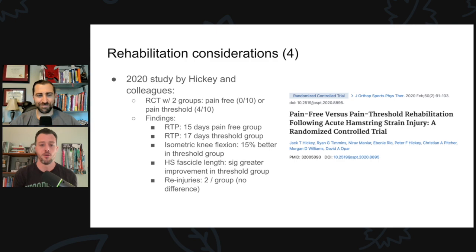And that's working through pain. I think you're getting more work done. So I'd take that group all day, even if there was no difference in re-injuries in this study. I think if we did this study a bunch of times, maybe we'd find something different. That's just my guess.